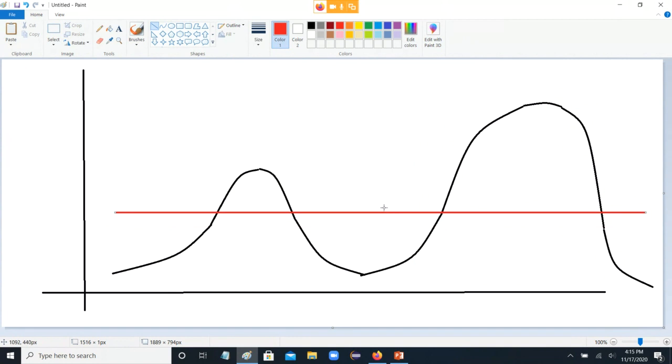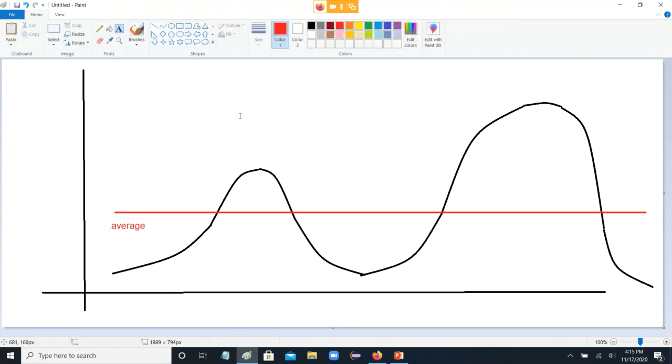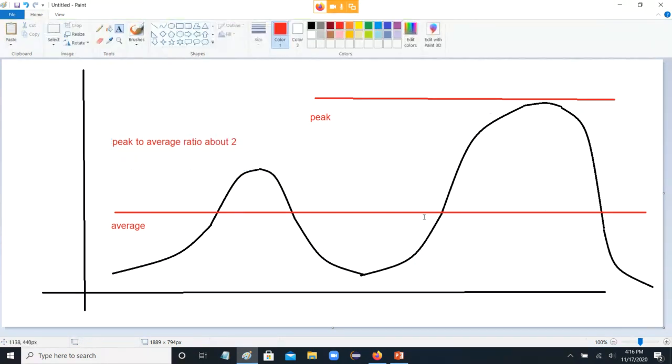Let's bump that up a little bit. But the peak, of course, is about twice. This is your average, and this is, of course, the peak. So roughly, peak to average ratio is about 2, if I've drawn this proportionally and all that.